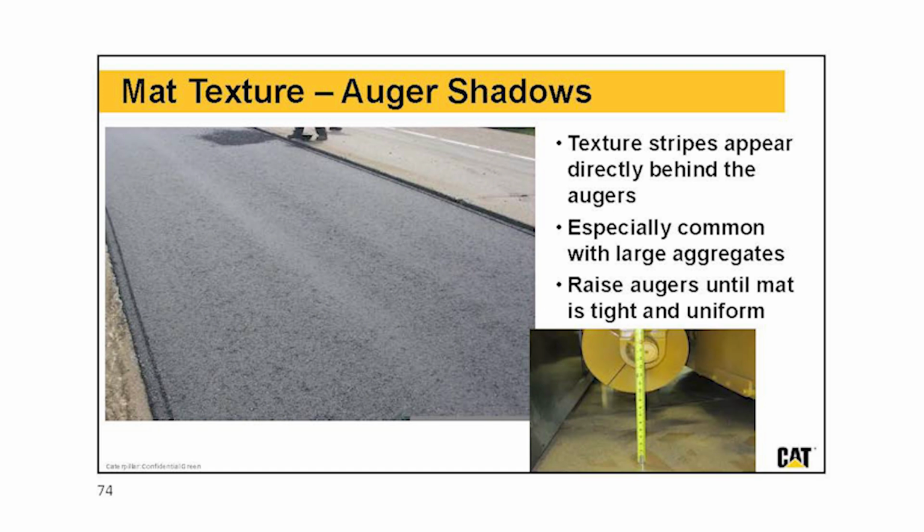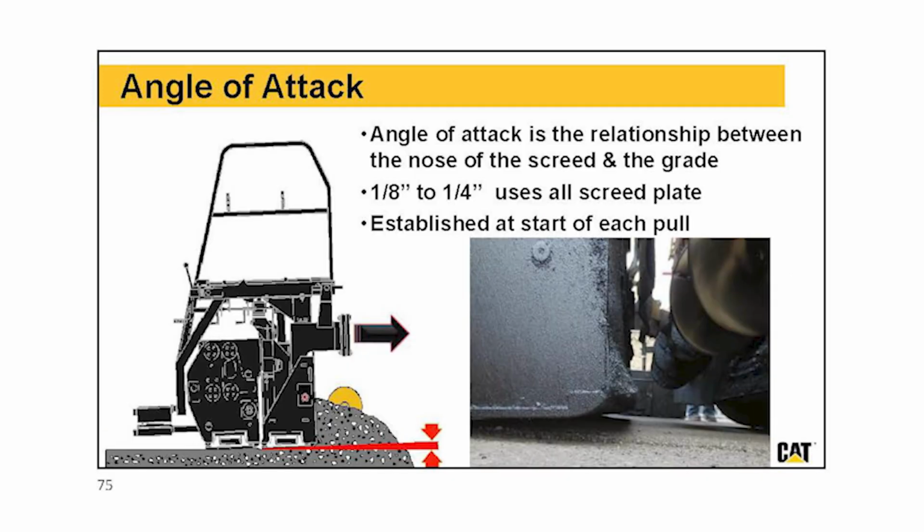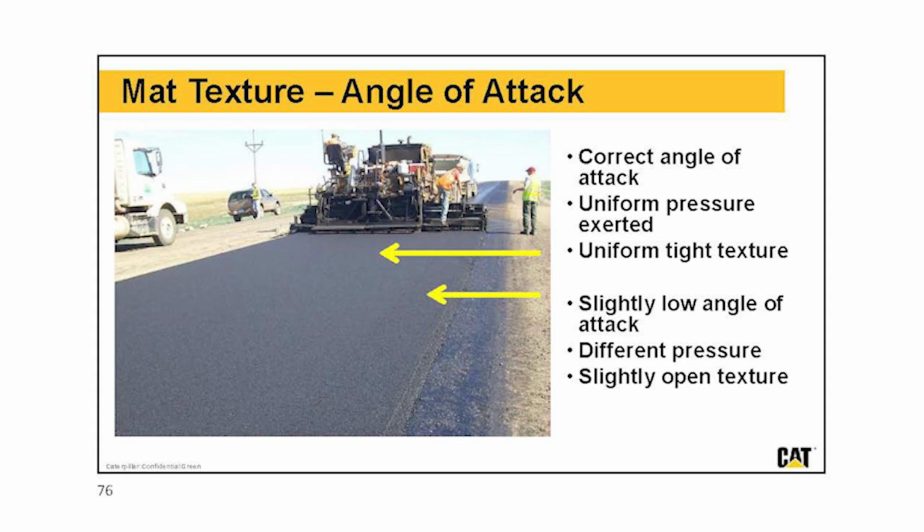You see that texture in the mat, looking a little open there. Maybe that auger just needs to bump the switch and bring it up 1/4 of an inch or maybe down a little bit, get rid of that mat texture or make it look uniform all the way across. And your angle of attack, so we set up, take off at the right angle of attack. We've got a uniform texture all the way across.